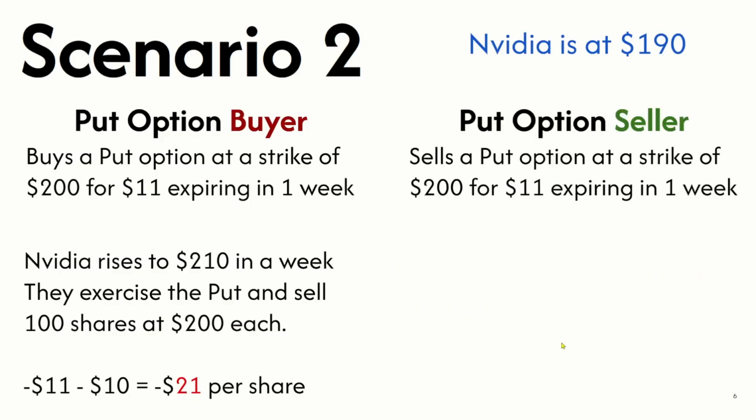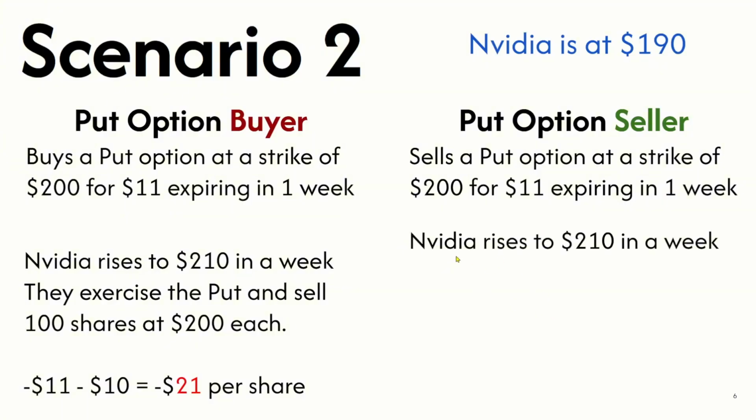Okay, let's look at the seller in this scenario. And it's going to be the same. So the put buyer exercised their put option. Okay, so the put option seller, they sold a put at a strike of $200 for $11 expiring in 1 week. So they received an $11 credit up front, and basically they have 1 week for this option to play out. And they're a put seller, so they want the share price to go up.